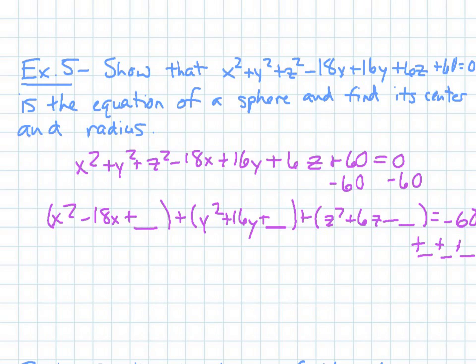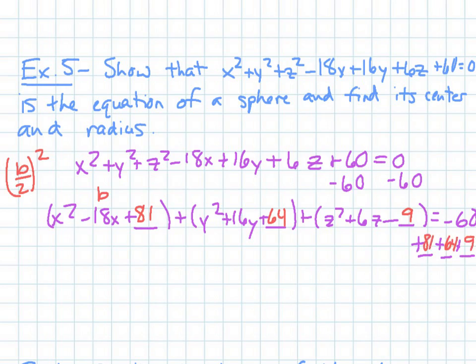So then half of 18 is 9, squared is 81. Half of 16 is 8, squared is 64. And remember, half of 6 is 3, squared is 9. So what I'm using is essentially your b. So b divided by 2, squared, is going to help you complete the square. Those are the numbers that I'm going to add to the other side: 81, 64, and 9.